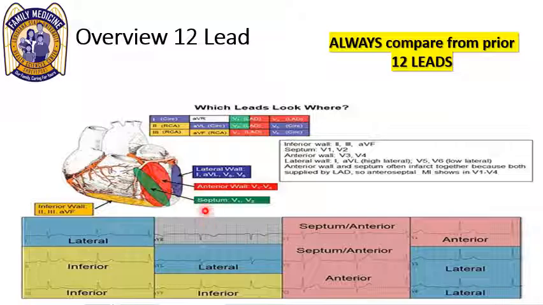So this is just a picture of what we're talking about in terms of the leads we just discussed as well as their location. So you see that 1, AVL, V5, and V6 are the circumflex branch, and that's usually going to be on the left side. The 2, 3, AVF are the right coronary artery, and then V1 through V4 is going to be the left anterior descending, with V1 and V2 being the proximal aspect or the septal aspect of it.